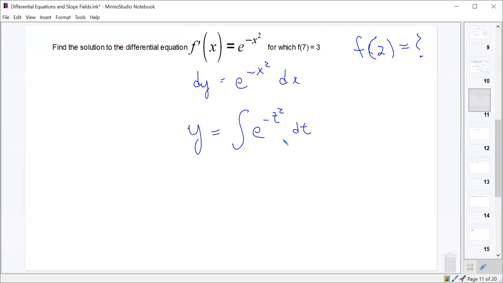What's the derivative of this? What's dy dx or dy dt in this case if I took the derivative? It would just be this function, wouldn't it? Yeah. But when we integrate, we have to add a constant in, right? But also, if I evaluate this at 7, I don't know how I'm going to get 3 here.